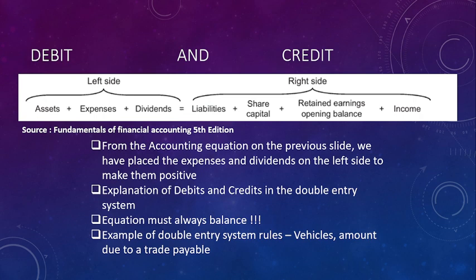Now, do you guys get what I mean by that? That we took those two things, expenses and dividends, and we put them on the left hand side. You guys understand that, right? Just show thumbs up so that I can continue.